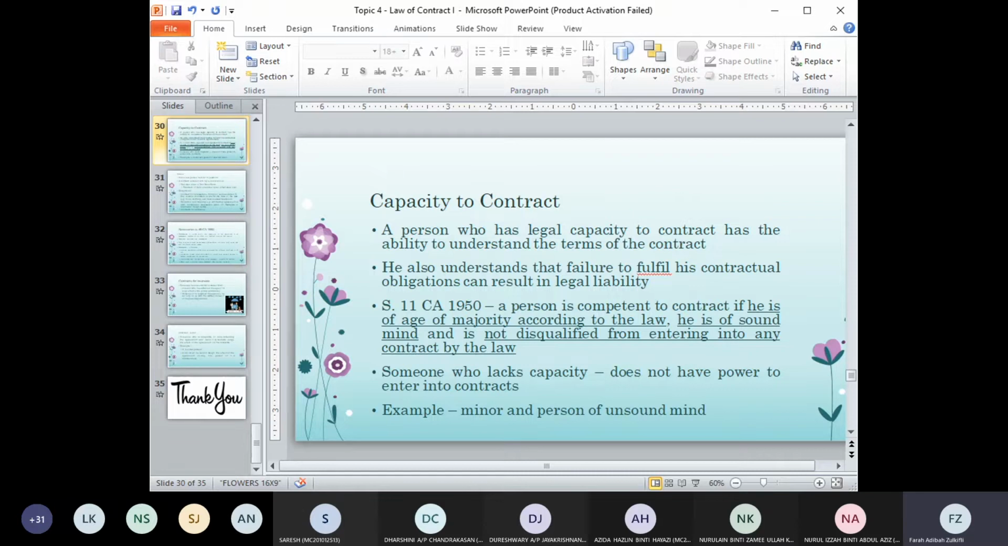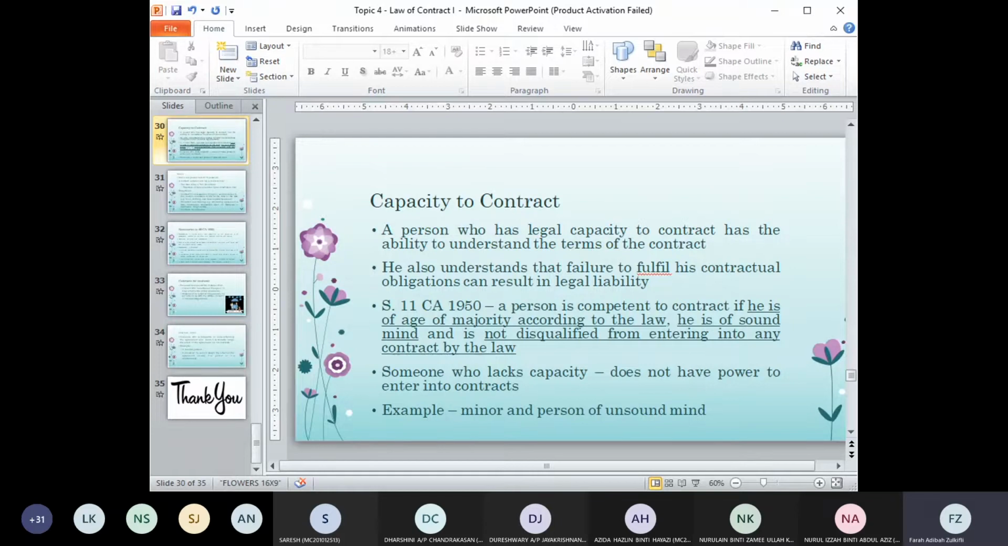Okay, so in Malaysia, two types of person are considered as not having the capacity to contract. The first one is a person under the age of majority, a minor, an infant, someone who is under the age of 18 years old. And the other is a person who is of unsound mind, a person who has problems with his mental abilities. That person does not have any capacity to contract.